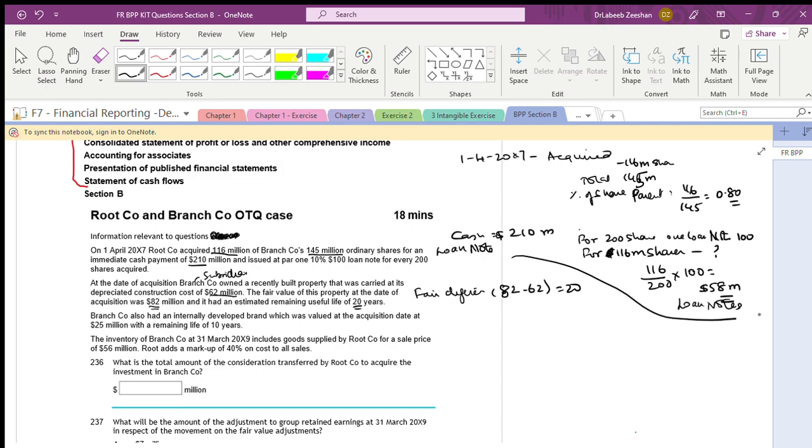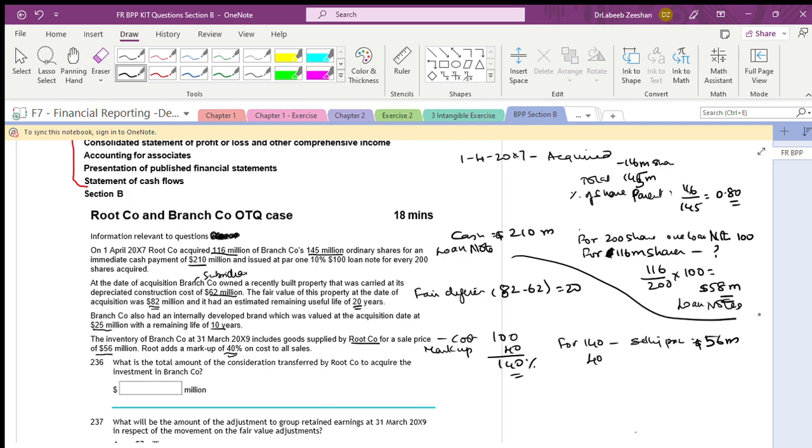The subsidiary has also an internally developed brand which has been valued at 25 million for 10 years. We'll do that. The inventory of the subsidiary at 31st March 2009 includes goods supplied by Root Company for a sale price of 56 million. They have added a markup. If the cost is 100, the markup is 40%, which comes to 140. Now for 140, the selling price is 156 million.